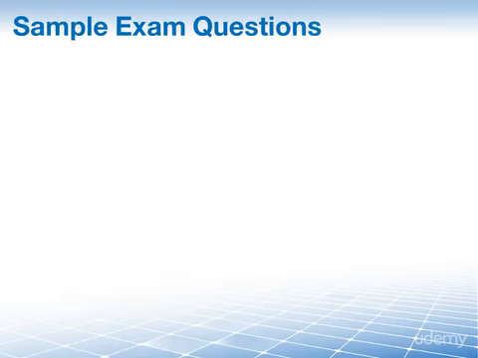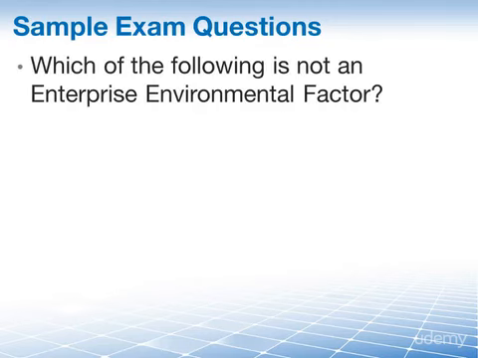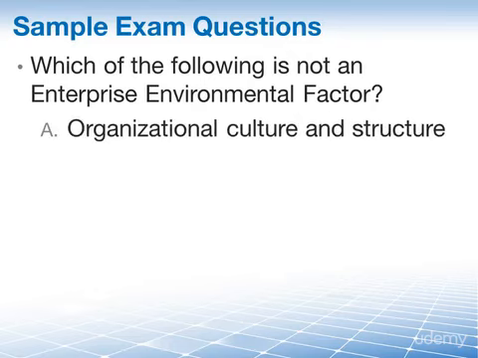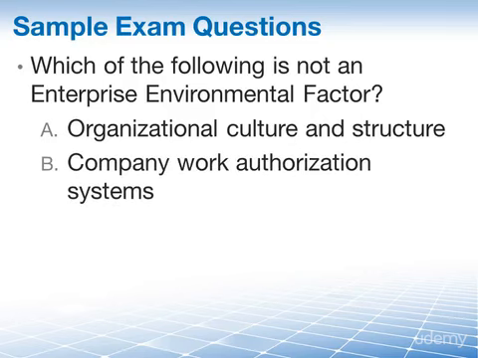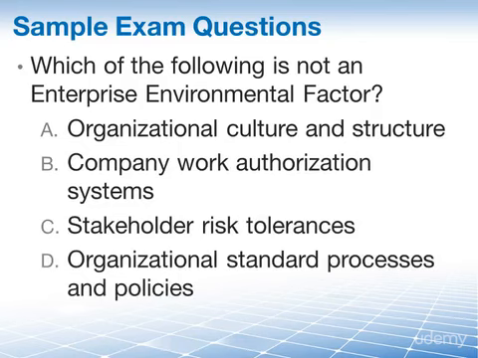And to close out this lesson, here is a little brain teaser for you, a sample exam question which reads, which of the following is not an enterprise environmental factor? And as possible answers we have A, organizational culture and structure, B, company work authorization systems, C, stakeholder risk tolerances, or D, organizational standard processes and policies. So which of these is not an EEF?